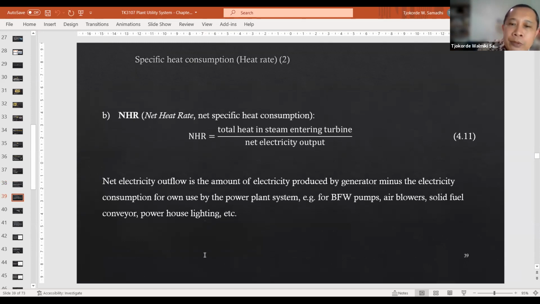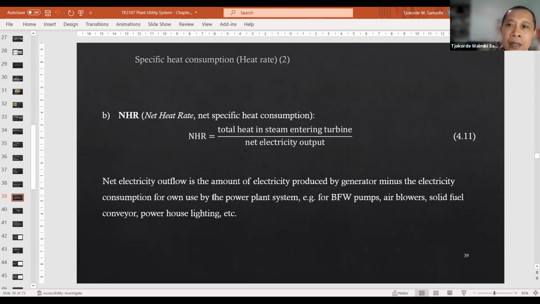Now, when you subtract the electric power consumption by the power plant itself from the gross electric output, then you will get a net electricity output. Okay, and if you use that to calculate the heat rate, then what you're getting is net heat rate. Okay, so net heat rate is total heat enthalpy, meaning total enthalpy in steam entering the turbine divided by net electricity output. Okay, so there's a more complete explanation here.